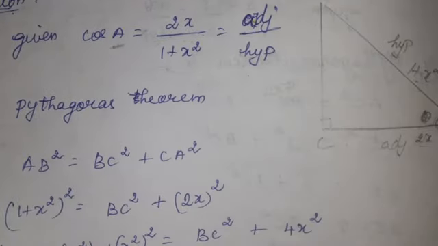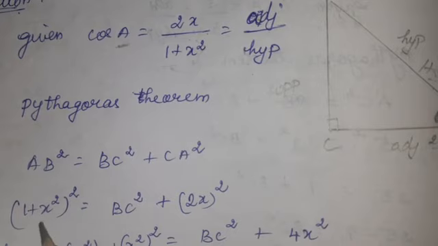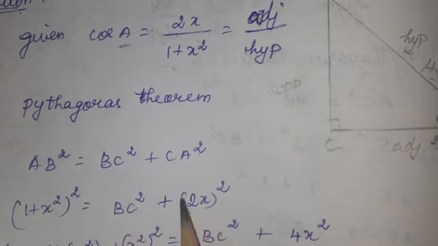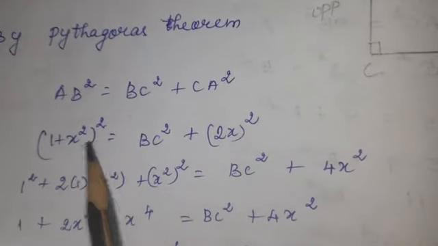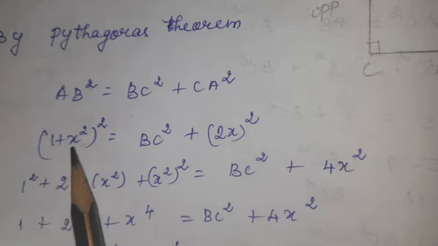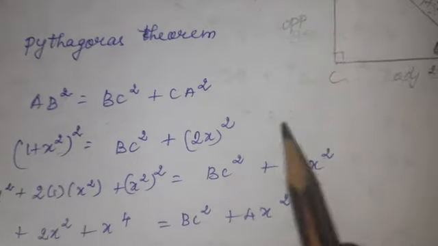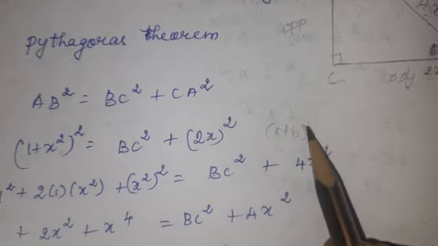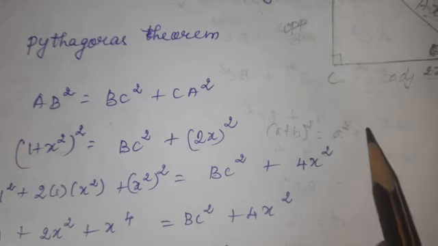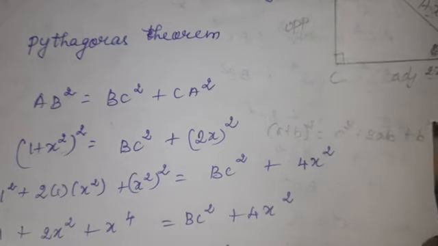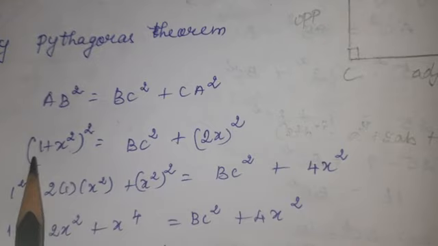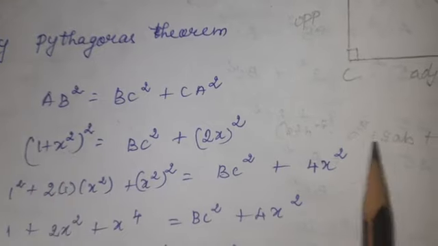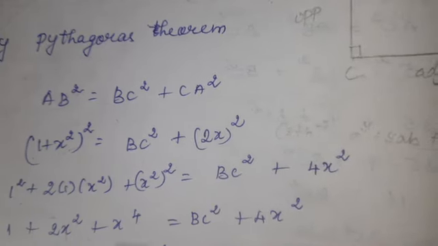Then AB value is 1 plus x square, the whole square, is equal to BC, which we don't know, so write BC square, plus CA value 2x the whole square. Now expand this one. It is the A plus B the whole square formula. A plus B the whole square is A square plus 2AB plus B square. In A place we have 1, in B place it is x square. By that formula I am going to expand.